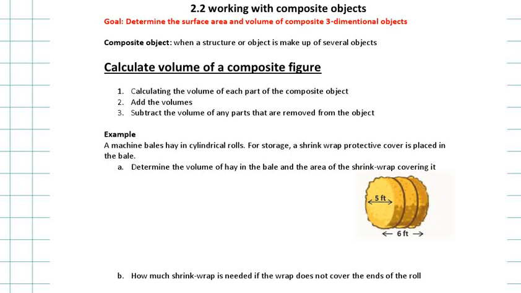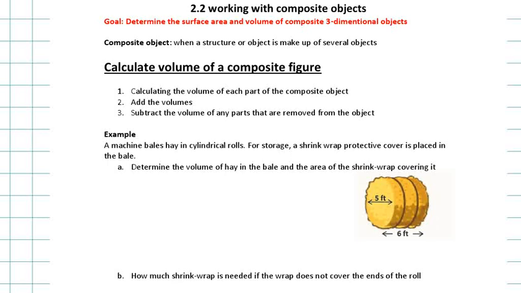So calculating volume for a composite figure, as we did yesterday, you need to calculate the volume of each part of the composite figure object, add the volumes, and then subtract the volumes of the parts that are removed from the object. So it's the same idea. You're finding the separate ones and then adding them together or subtracting.